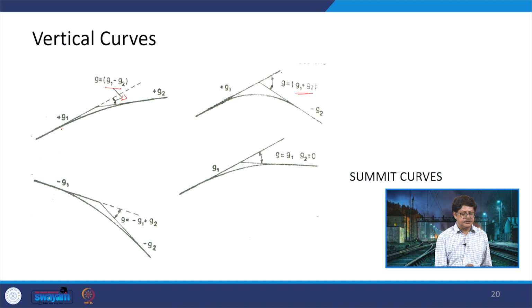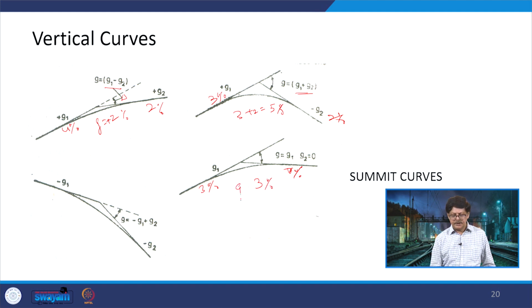If we take a value of this one as 4% and this value as 2%, then the value we get as G is 4 minus 2, that is 2% positive. In this case, if it is say 3% positive and 2% negative, then it is 3 plus 2, which is equal to 5%. Say if this is 3% and this is 0%, then this is 3 minus 0, so this is 3% value as G. Here if this is say 3% negative and this is 4% negative, then the G value is minus 3 plus 4, so that is plus 1%.